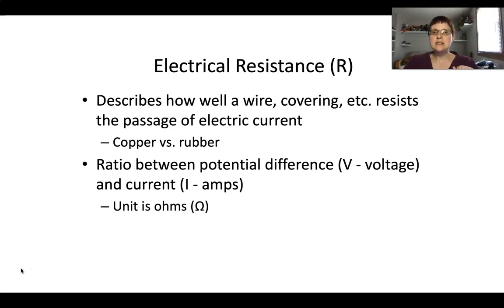So resistance is the ratio between potential difference or voltage and current or the amps. And it has its own unit. It is represented by R, big R, and its unit is ohms. So you can see the O in Greek. So let's take a look at what electric resistance is as far as that relationship with voltage and current.